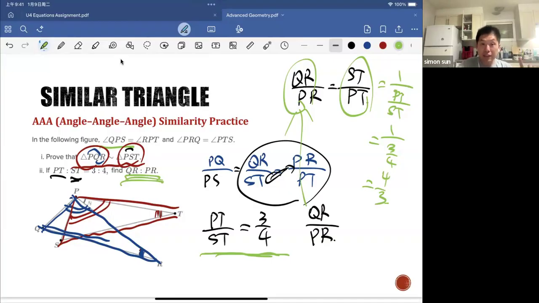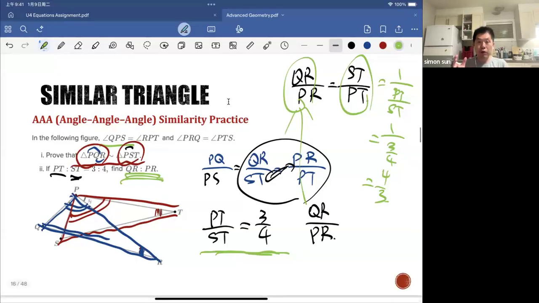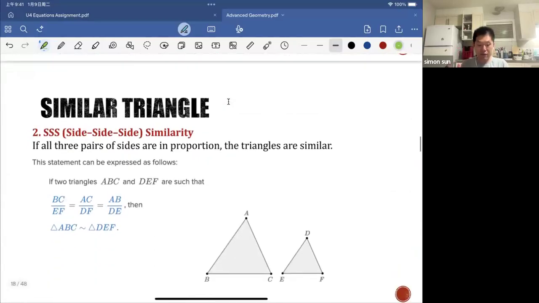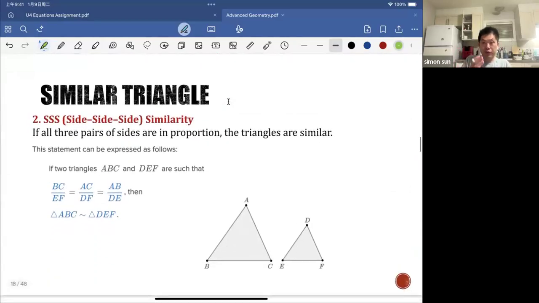Okay. That's the first way we prove two triangles are similar, right? And the second way: for the first one, if you want to prove two triangles are similar, the angle information has to be given. What about when we don't know the angles? We only know the side lengths. We can also prove two triangles are similar.